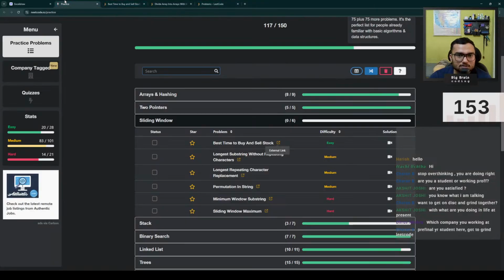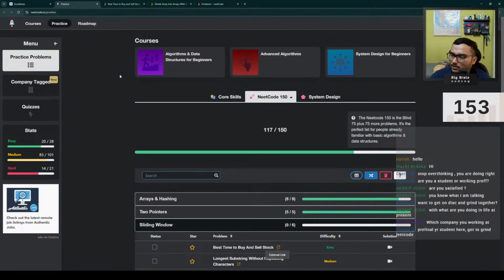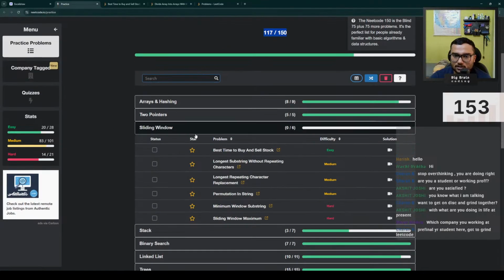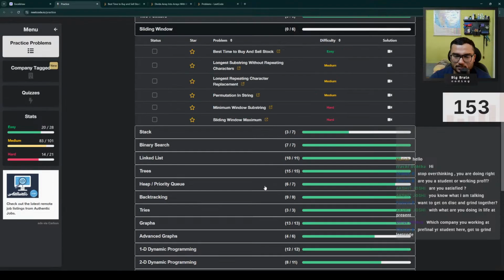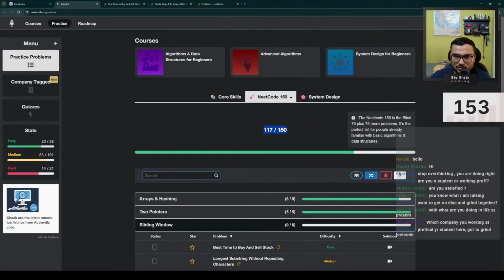I'm following this NeetCode. I've done already most of the questions. I'm just finishing up the rest of them, and I won't touch these two categories, because I don't care about these two. So 8 plus 7, how many? 15. So my target is 150 minus 15, which is, if I do 135 questions here, I'll be okay. I'll be done with this.